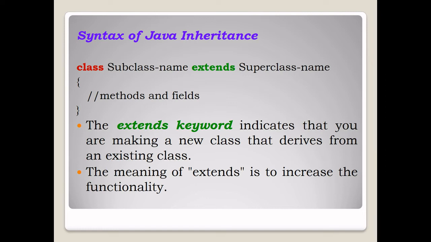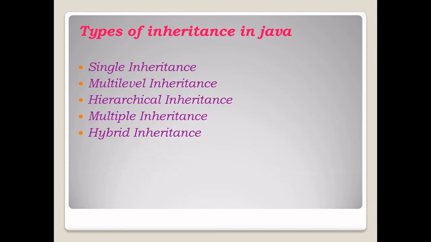Let's see the syntax of Java inheritance. The syntax contains the following: the class keyword, the name of the subclass, the extends keyword, and the superclass name. Inside the curly braces, you have to write the methods and fields you want to implement. Next are the types of inheritance in Java. There are 5 types of inheritance used in Java: single inheritance, multi-level inheritance, hierarchical inheritance, multiple inheritance, and hybrid inheritance.